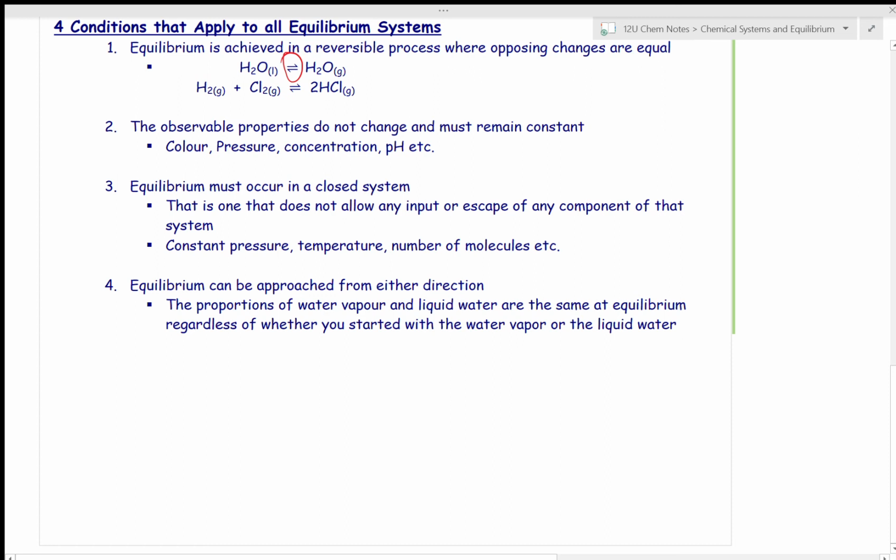Let's say I have X + Y goes to Z. If I start with only X and Y, it will produce Z until it reaches that equilibrium. If I start with only Z, it will produce X and Y until that same equilibrium, in the same proportions, is reached as well. For example, the proportions of water vapor and liquid water are the same at equilibrium regardless of whether you start with water vapor or liquid water.